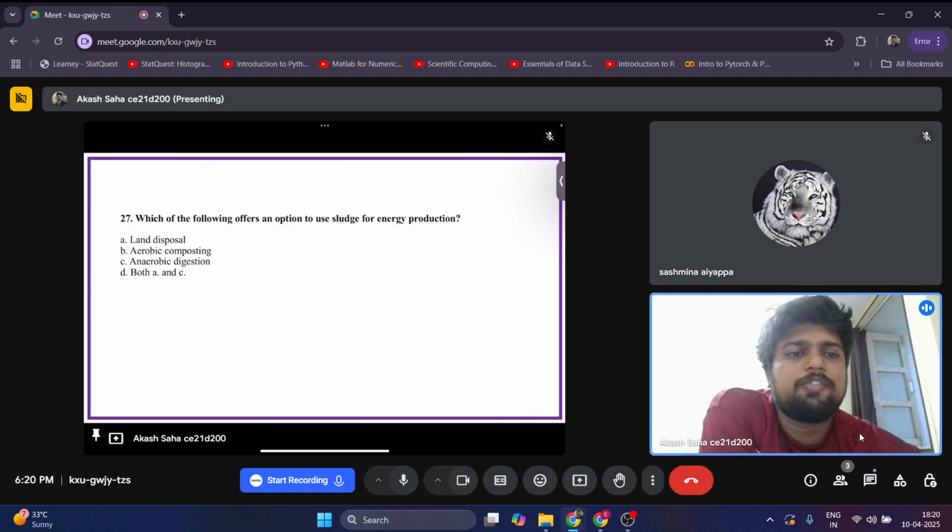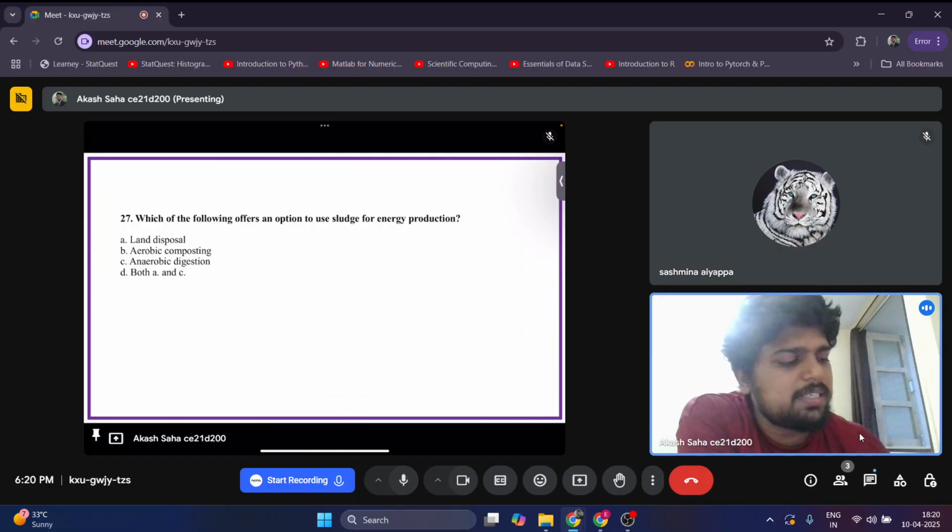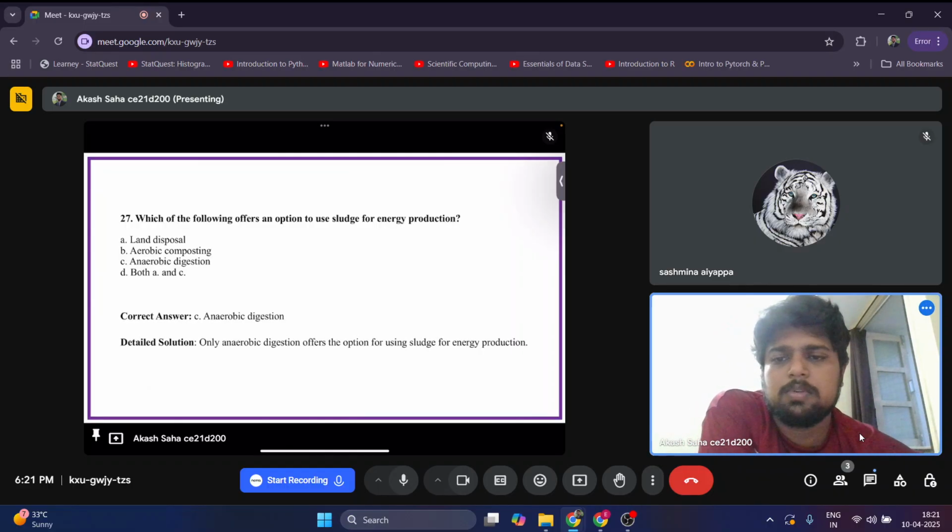So we convert or digest the organic fractions of the sludge into methane through a number of processes. It starts with hydrolysis, then acidogenesis, then acetogenesis, and then methanogenesis. In the final stage of methanogenesis, methane is formed, which will then be converted into energy. So the correct answer is anaerobic digestion. Whereas land disposal and aerobic composting are not options for energy production.